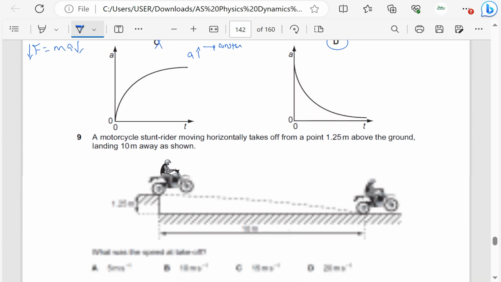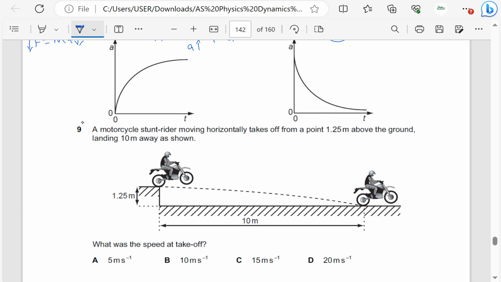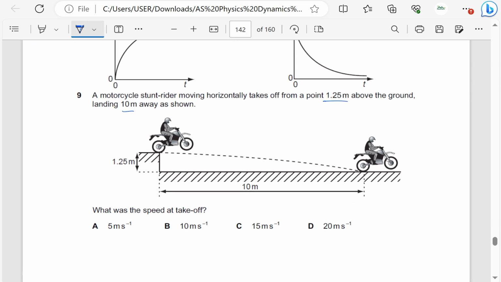A motorcycle stunt rider moving horizontally takes off from a point 1.25 meters above the ground, landing 10 meters away as shown. So what was the speed at takeoff? So this is a projectile. The stunt is a projectile.